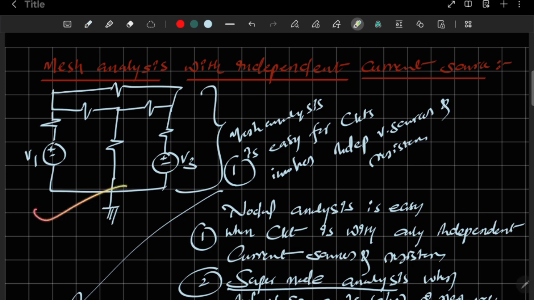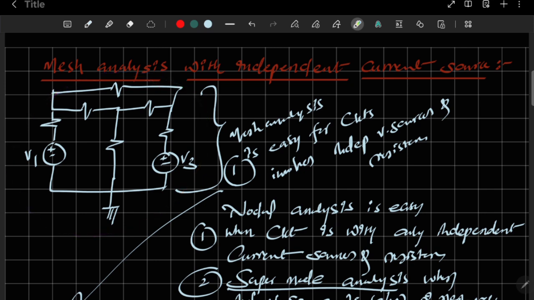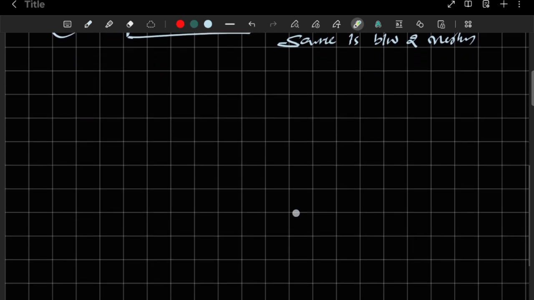So for this circuit, is it required to apply super mesh analysis? No. Why? It is mesh 1, mesh 2, mesh 3. We don't have any independent current source, so you do not need to apply the super mesh analysis. Now we will take the circuit that requires the super mesh analysis.